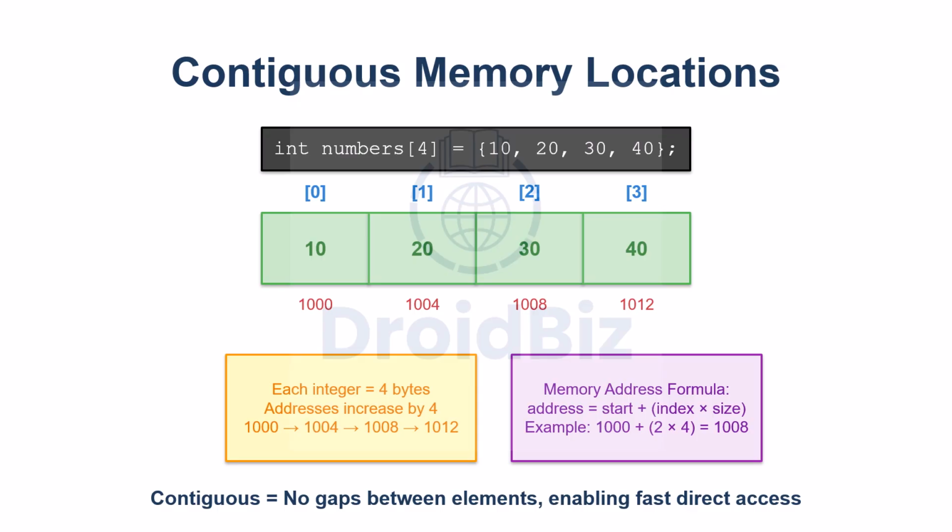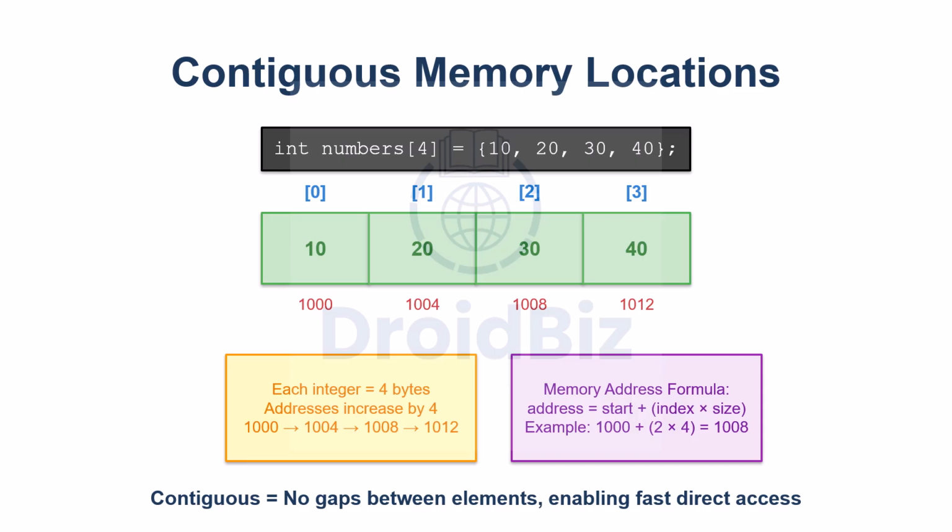The formula is memory address equals start address plus index multiplied by element size. For example, to find element at index 2, we calculate 1000 plus 2 times 4 equals 1008. The computer jumps directly to address 1008 and retrieves the value 30. This direct calculation works because the elements are stored contiguously with no gaps. If there were gaps or if elements were scattered randomly in memory, this simple formula would not work, and accessing elements would be much slower.